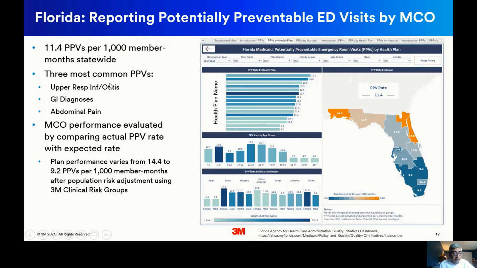In this case, the potentially preventable visits were around upper respiratory infections, GI diagnoses such as abdominal pain, and you can see the geographic variation here with lower than expected and higher than expected rates of ER visits. And the state of Florida looked at this both from a managed care point of view with the health plans, as well as at a system and geography level.